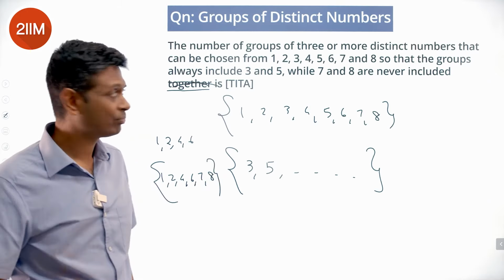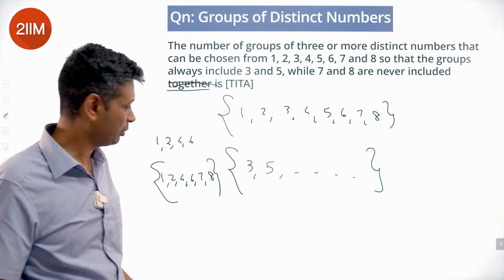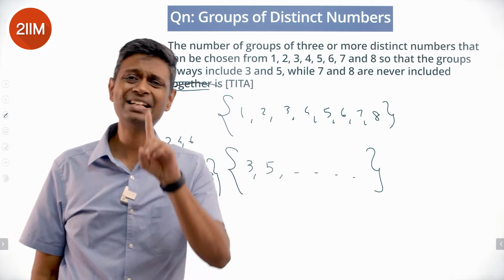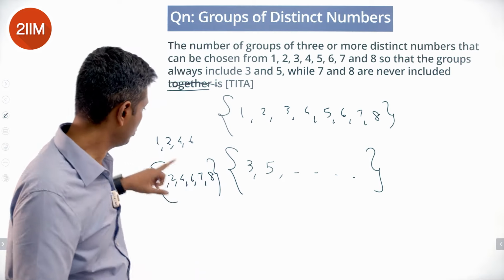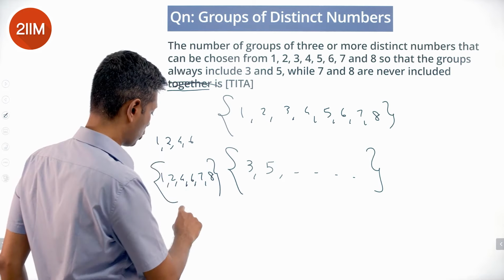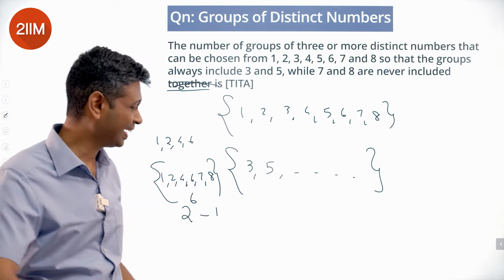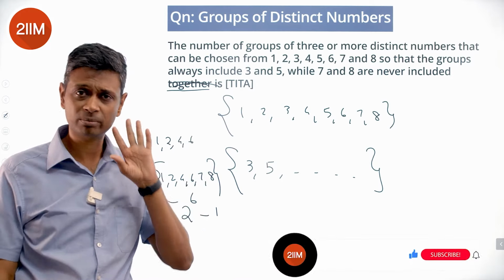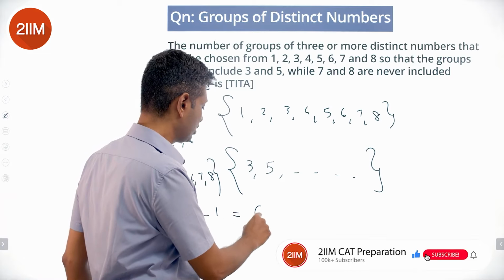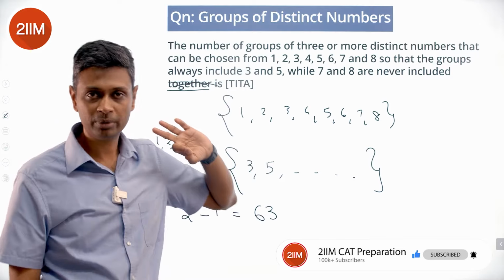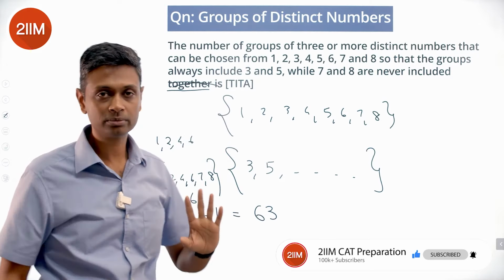3 elements should be there. At least 3 or more. That means already 2 are there. Out of this 1, 2, 3, 4, 5, 6, at least 1 should be there. Each of them could be in or out, in or out, in or out. 2 power 6 possibilities. From this we subtract 1, the one possibility where nothing is selected. So 2 power 6 minus 1. We have 63 subsets possible that are at least 3 elements, and 3 and 5 are included.